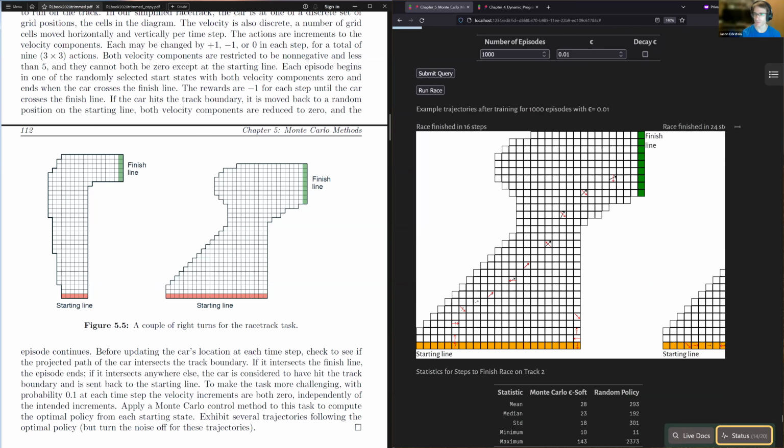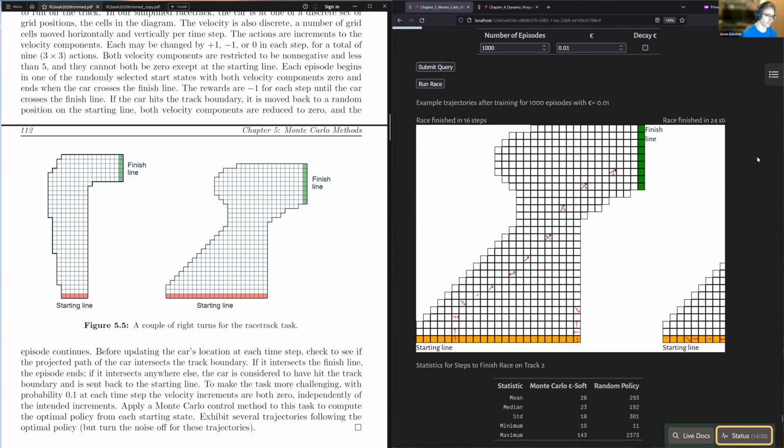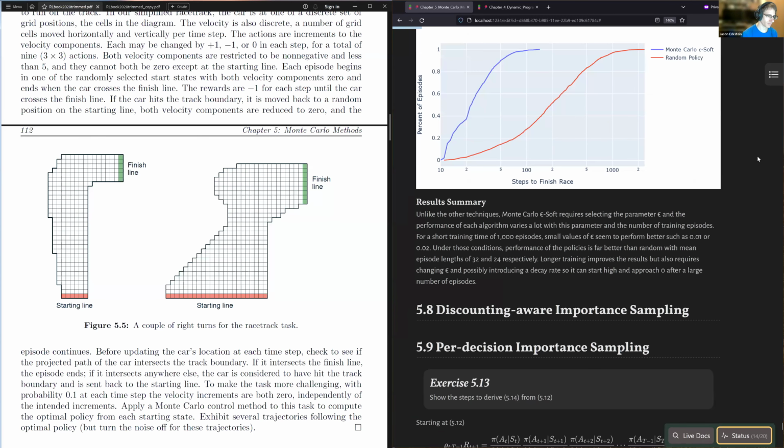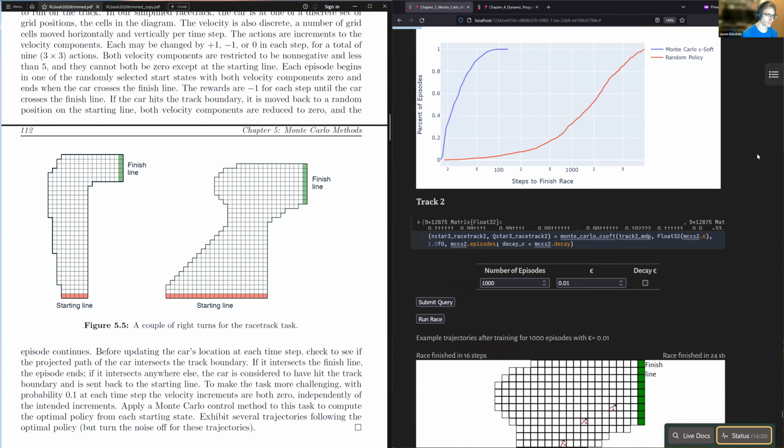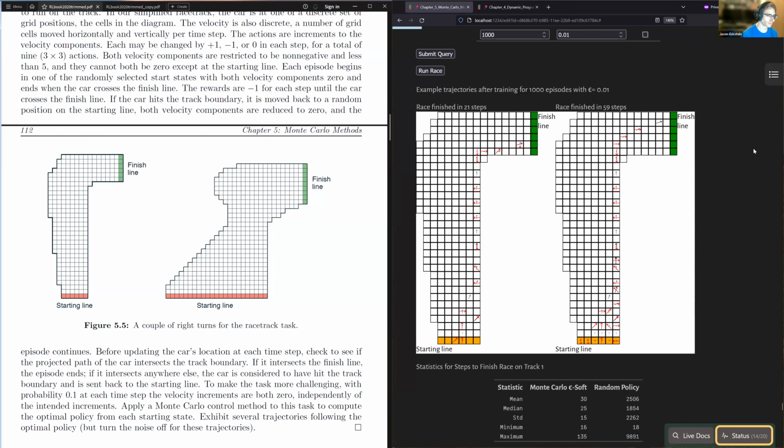Or did anyone else have a different method that worked on this? Yeah, I think training this for like 10 million episodes or something, for this track, finishing in like 11 steps is the best you can do, I think. And it was able to find that pretty consistently.